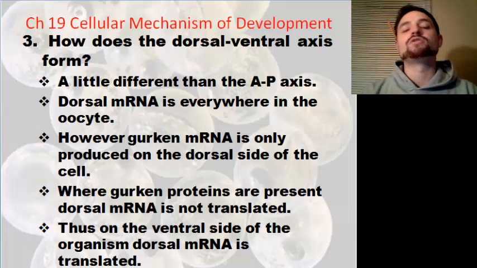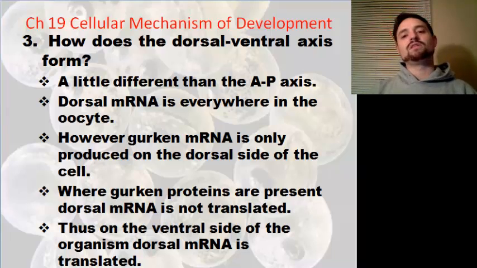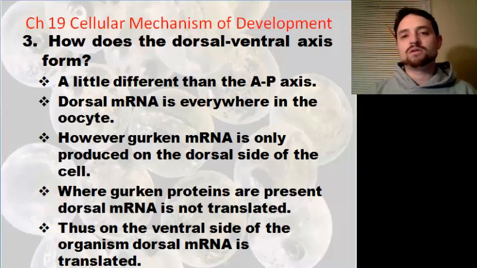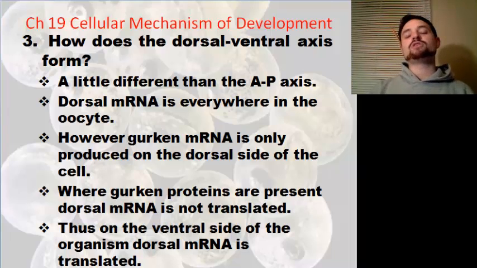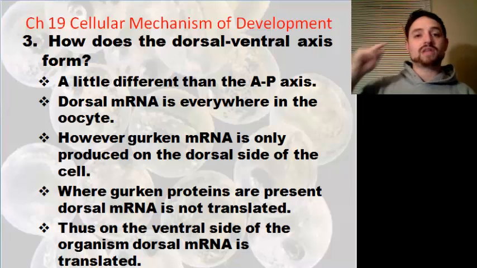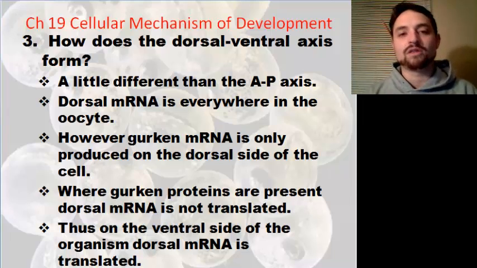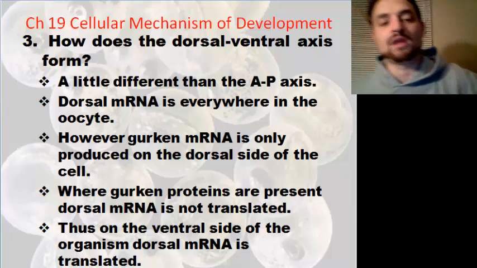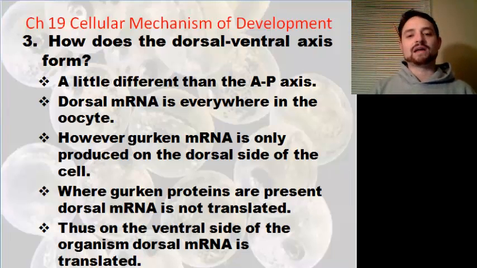So how does the dorsal-ventral axis form? This one is a little different than the anterior-posterior axis. The dorsal mRNA is everywhere in the oocyte, so all of the cells that make up the embryo have dorsal mRNA. However, there's another mRNA called gherkin mRNA. Gherkin is only produced on the dorsal side. So on the top side, or the back of the organism in us, is where you'll find gherkin mRNA.